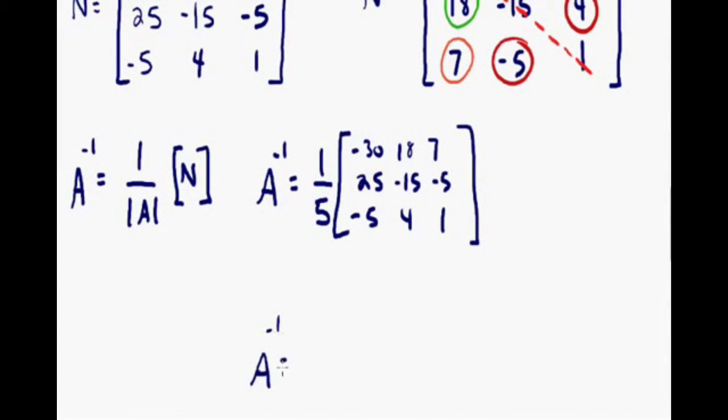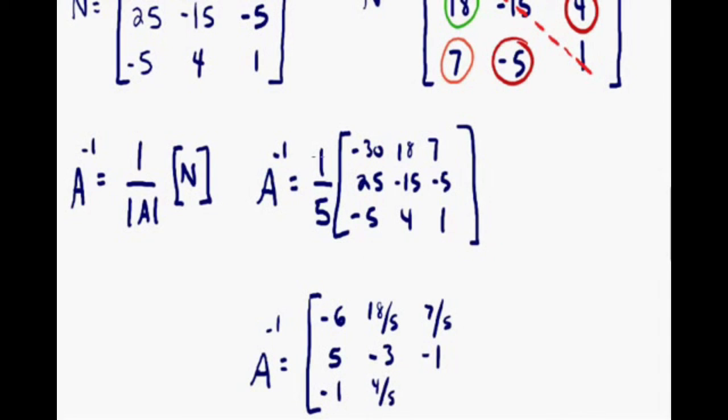The inverse of matrix A is equal to 1 over 5 times negative 30, which is negative 30 over 5, or negative 6. 1 over 5 times 18 is just 18 over 5. 1 over 5 times 7 is equal to 7 over 5. 1 over 5 times 25 is 25 over 5, or just 5. 1 over 5 times negative 15 is negative 15 over 5, or negative 3. 1 over 5 times negative 5 is negative 5 over 5, or just negative 1. 1 over 5 times negative 5 is also negative 1. 1 over 5 times 4 is 4 over 5. And 1 over 5 times 1 is just 1 over 5.